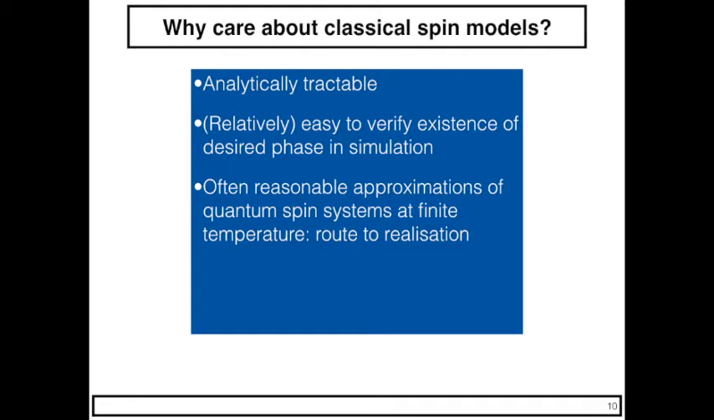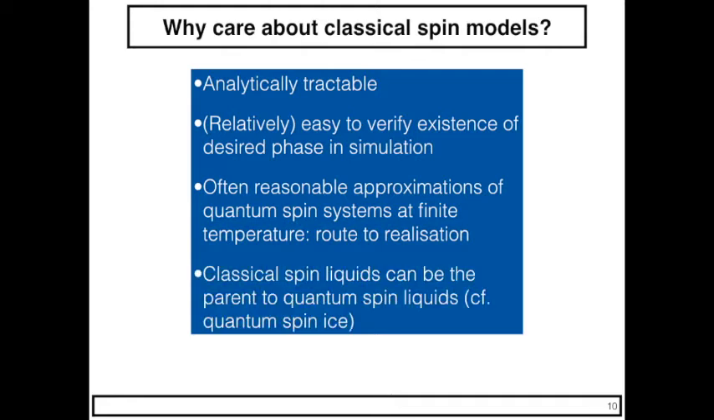So if we can find some interesting behaviour in the classical spin model, it may well also be present in some corresponding quantum system, and so our classical model still suggests routes to realization. And finally, if we find some interesting classical spin liquid phase, this can be a kind of parent phase to quantum spin liquids, which would appear if we were to add quantum fluctuations back into the problem. So these things make the classical spin problem a very good starting point for study.